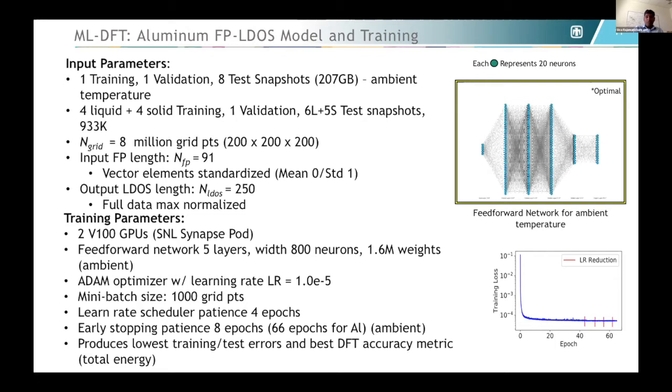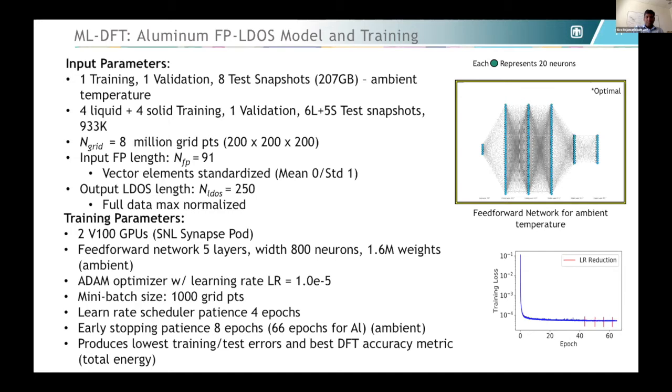And it becomes even more complicated when you go to higher temperatures, 933 Kelvin, for example, where you have both liquid and solid that you need to train on, where you have to train on four snapshots, not one, each of which is 20 gigabytes. Now you start training on four liquids and four solids. So roughly you're training on 80 gigabytes of data that you need to move back and forth between GPUs and CPUs. And sometimes you don't even have enough CPU memory. You need to read files in order to do this training.